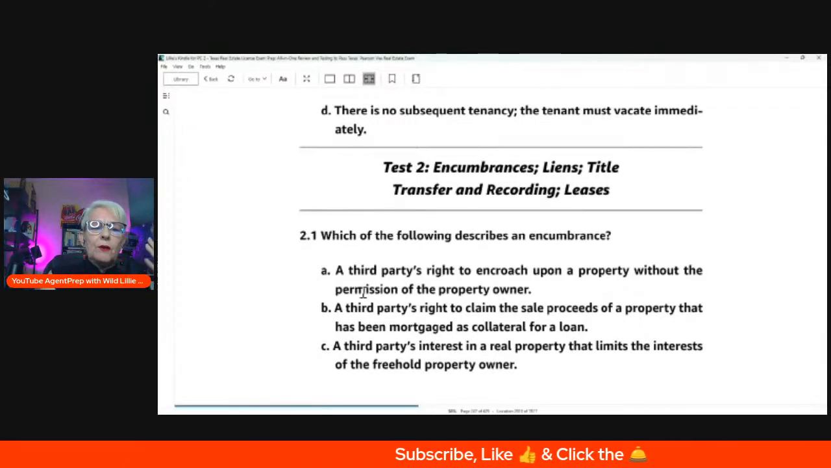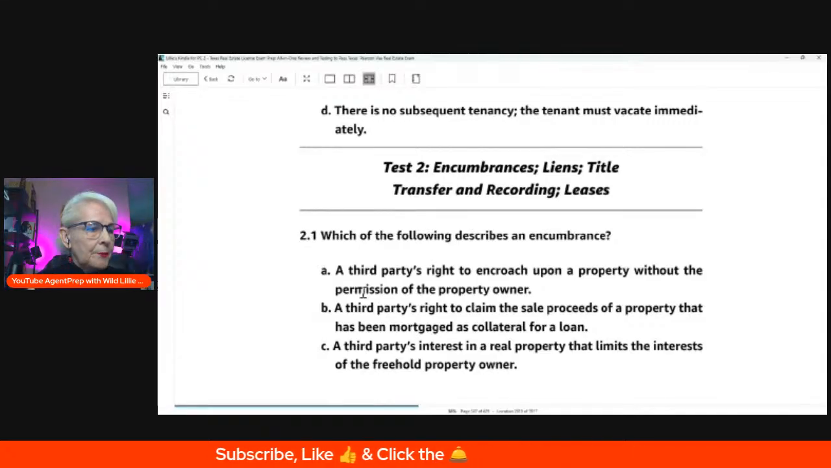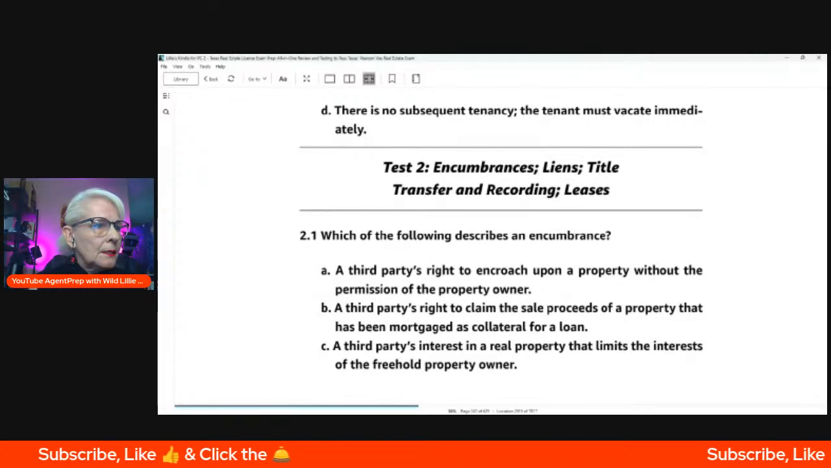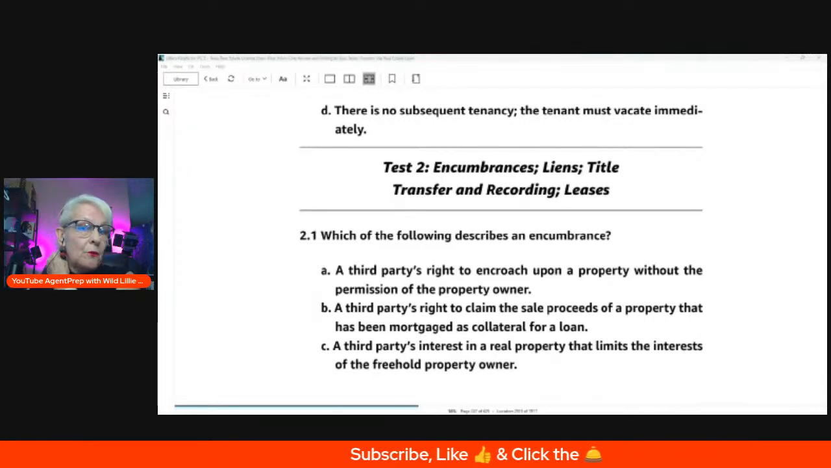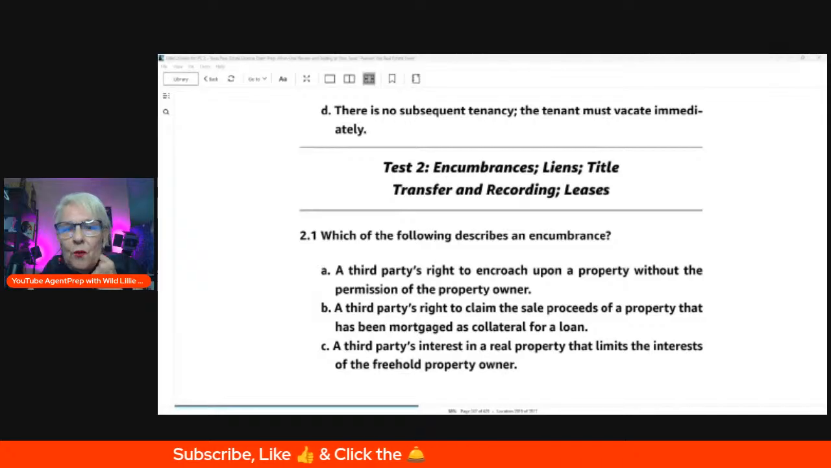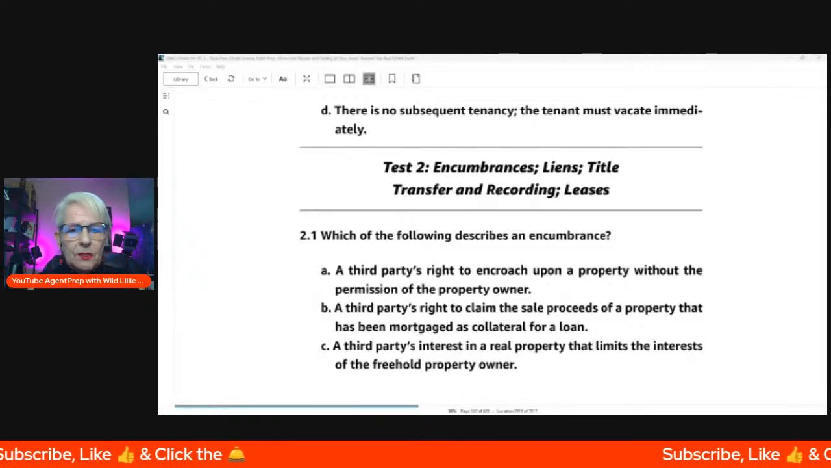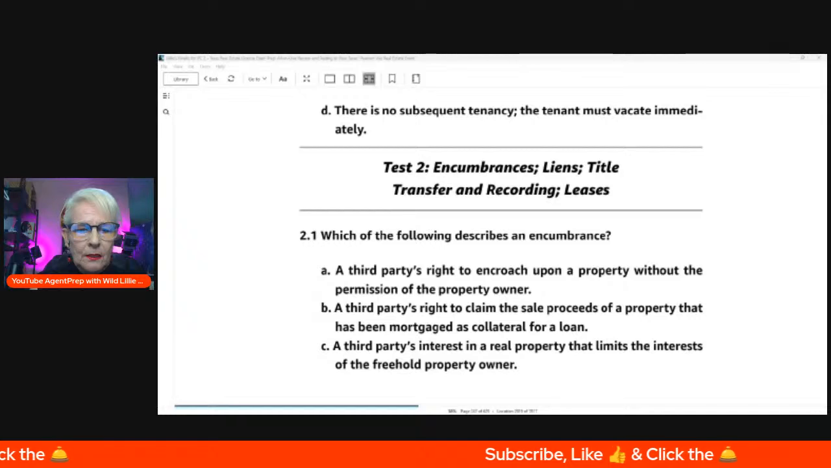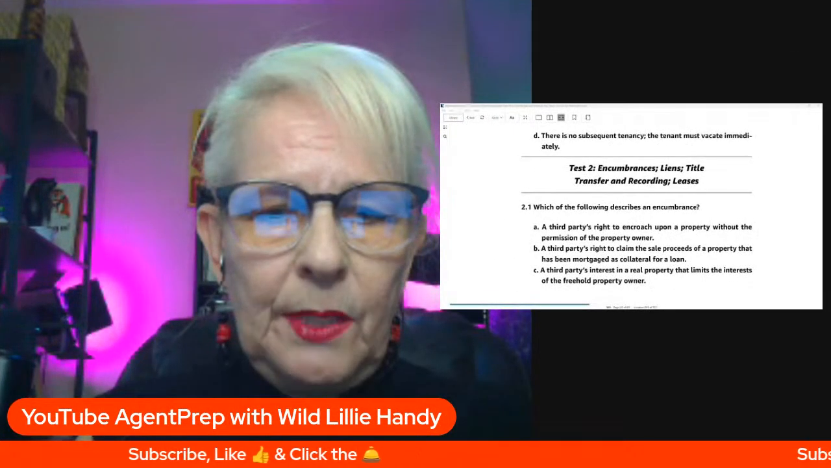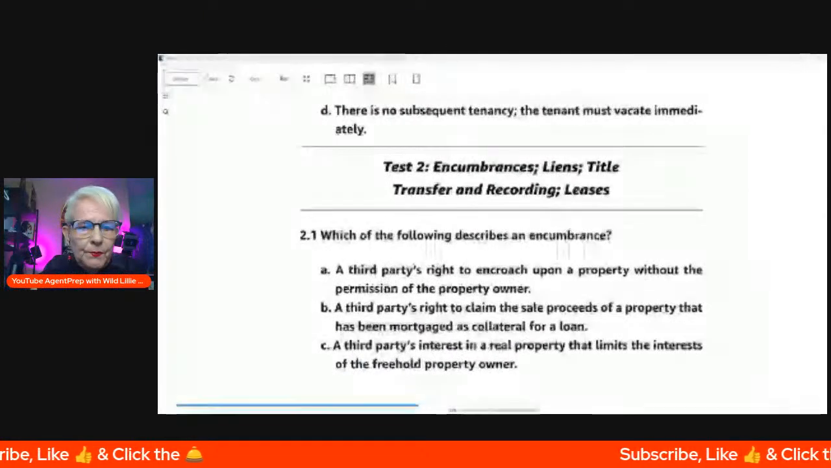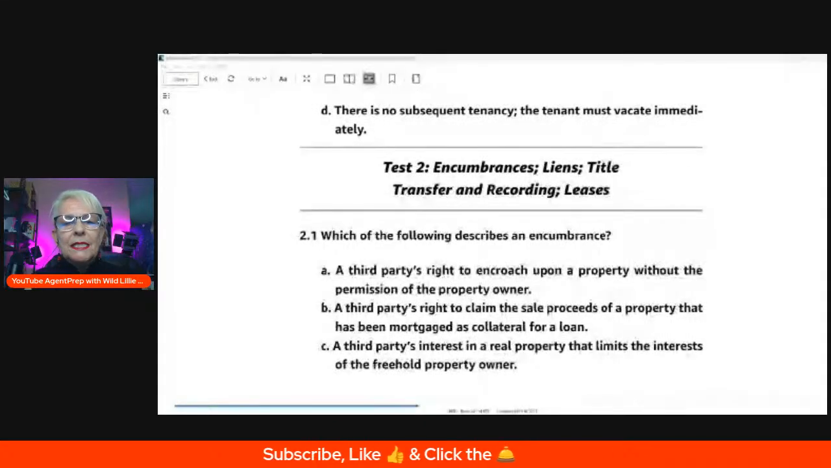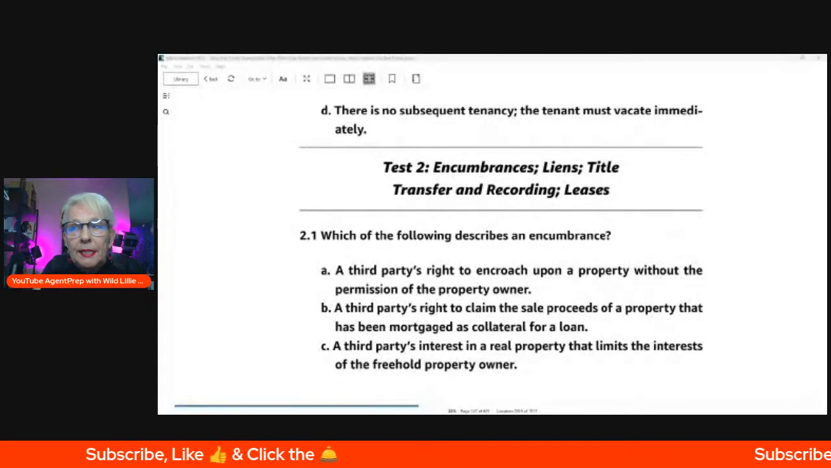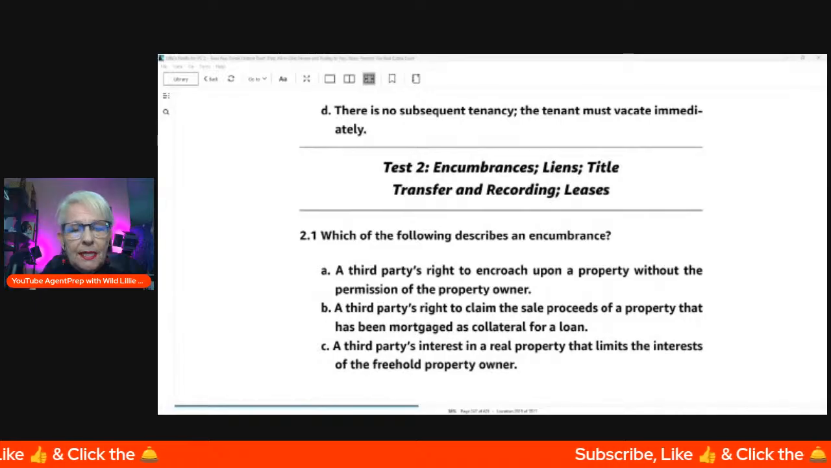If you bought the book, you can follow along. The questions are on page 247, and the answers, which I don't want you to look at, are on page 471. All right, let's get started. Encumbrances, liens, titles, transfers, and recording leases. This is for the national real estate exam.